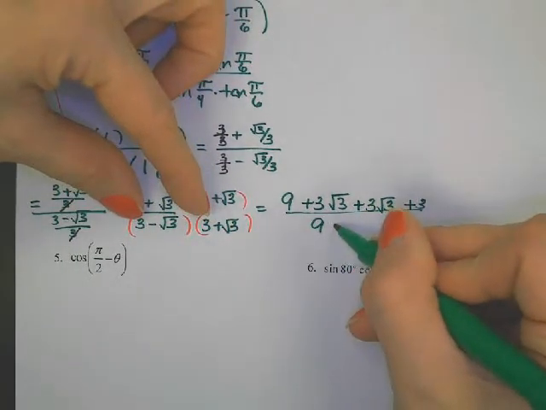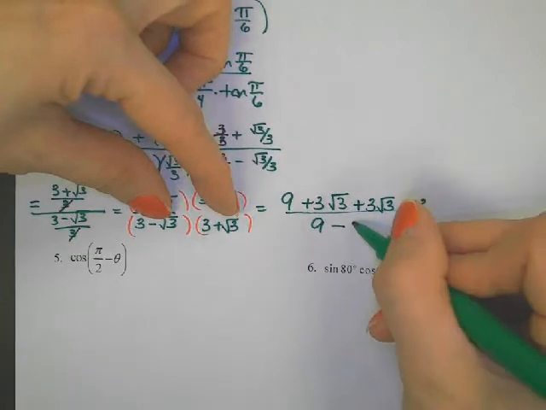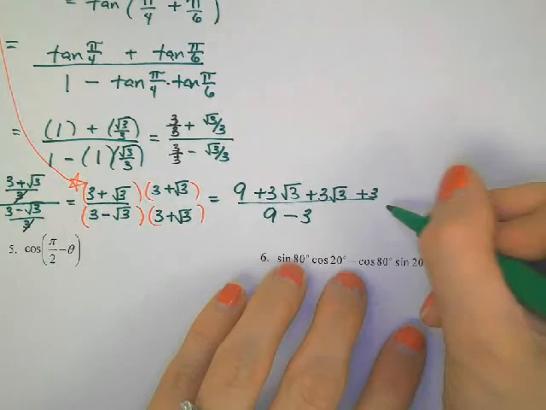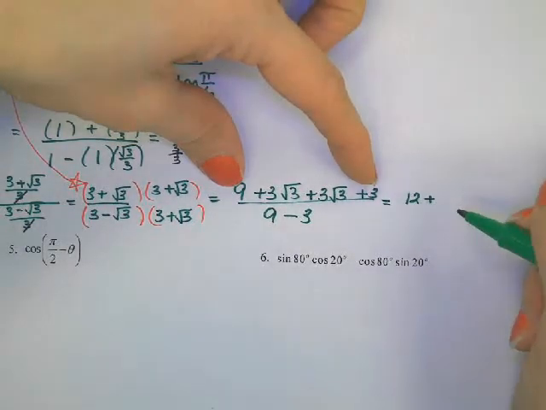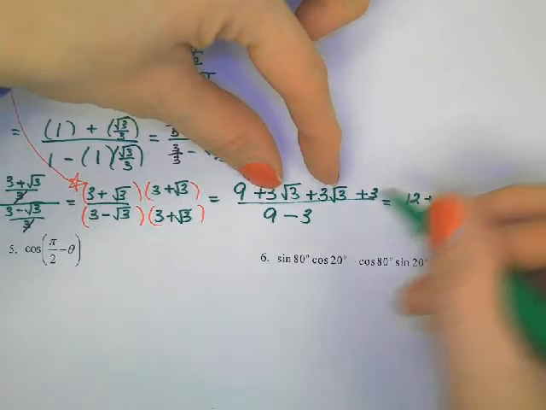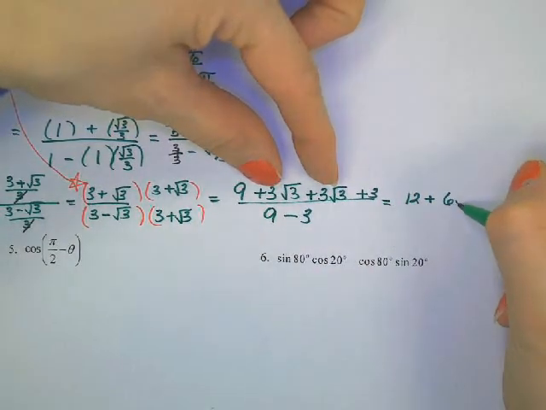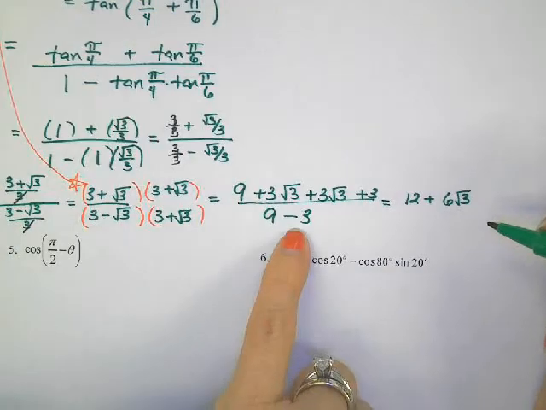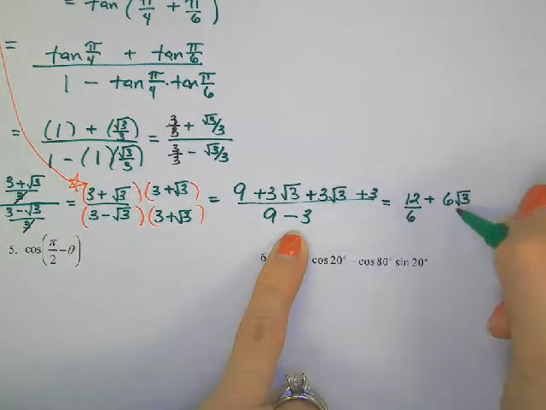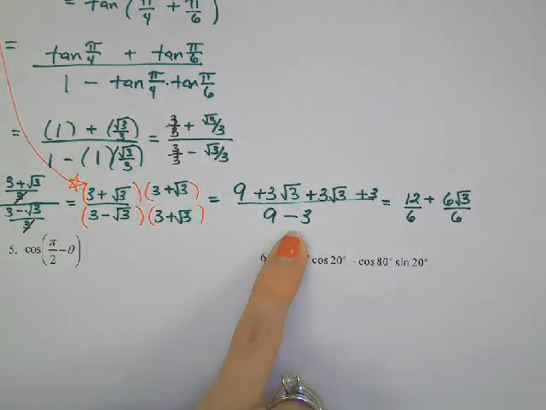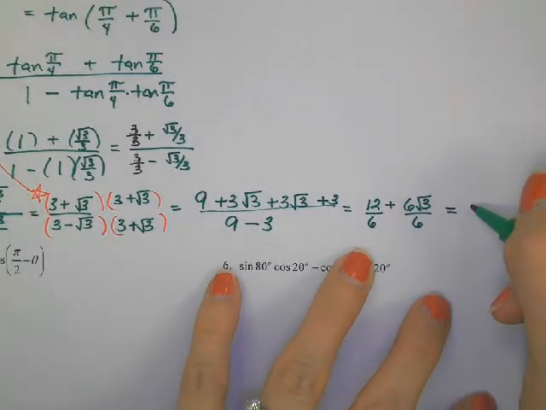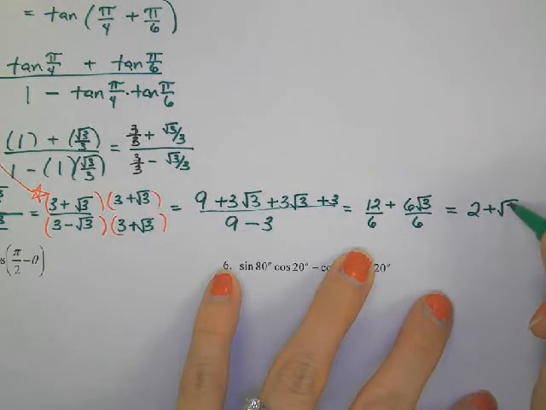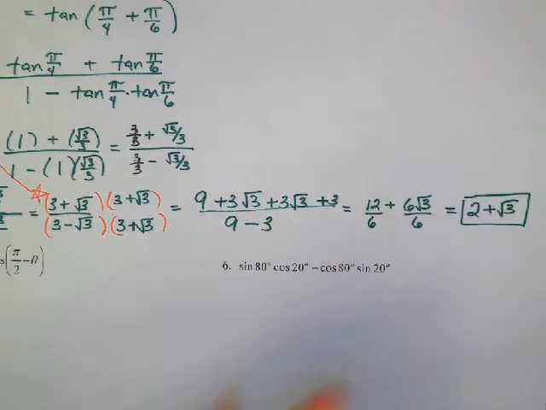Firsts, this is difference of squares. So we're going to have 9 minus, and then the lasts is just a 3. Okay, let's simplify this. 9 plus 3 is 12. Plus 3 radical 3 plus 3 radical 3s. Those are like radicals. That's going to make 6 radical 3. And the denominator is 6. I'm going to give them each their own 6. And so what we have here is a final answer of 2 plus radical 3. Okay, they do clean up rather nice sometimes. It just takes a lot of work.